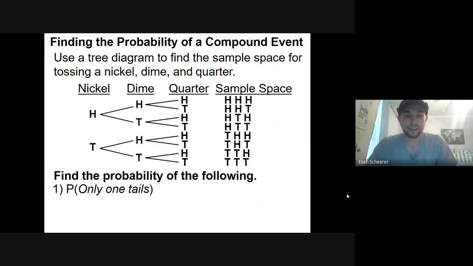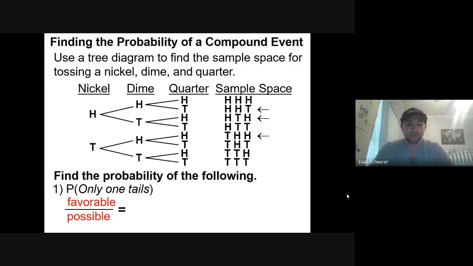Okay, let's find the probability of only one tails. So only one tails, look at the sample space. Which one has only one tails? Well, that first one has only one tails. There's another one with only one tails right underneath, and then there's one more with only one tails. So that means if we want the favorable, which ones have only one tails over the total number, 3/8 is the probability of only one tail.